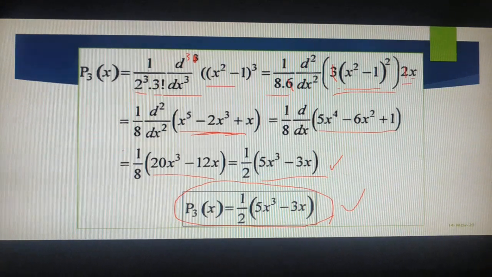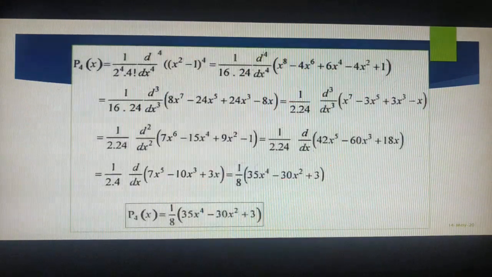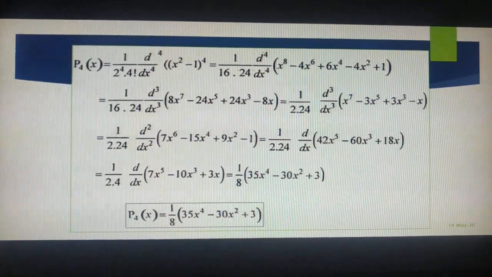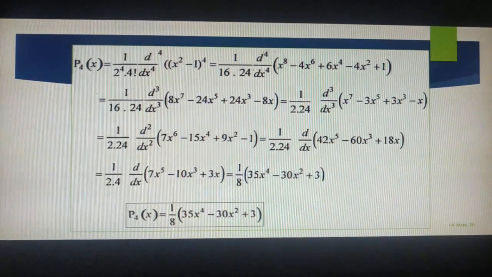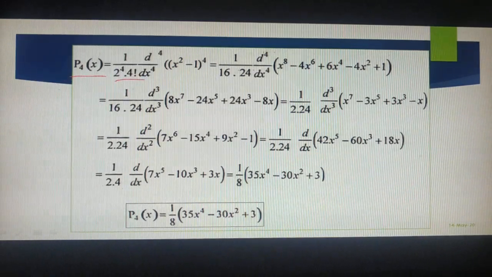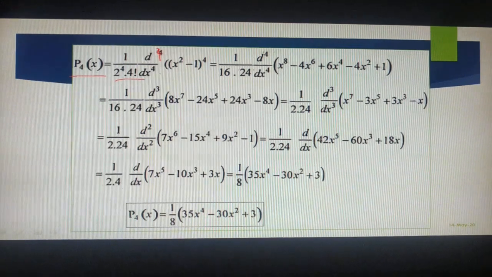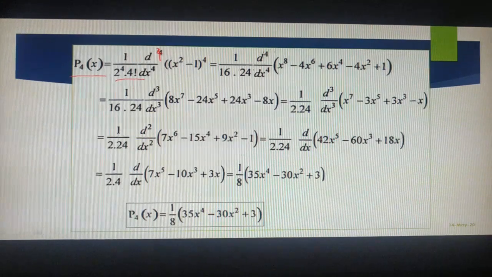Okay. Next, here we evaluated up to P5, but in the examination you can expect up to P3 or P4. So if you see here P4 of x, I am just substituting n is equal to 4 here. As per our Rodrigues formula, 2 to the power of 4 into 4 factorial, d to the power of 4 by dx to the power of 4 of x square minus 1 whole to the power of 4.